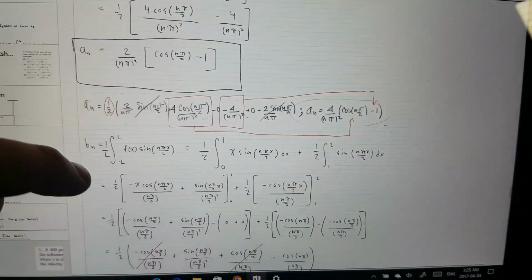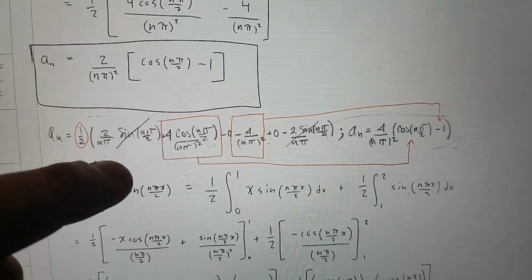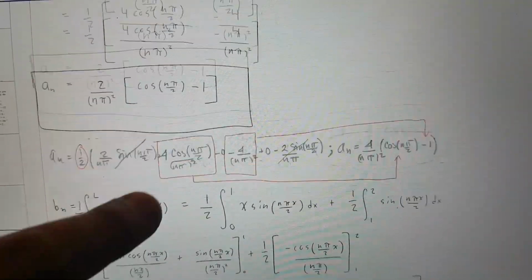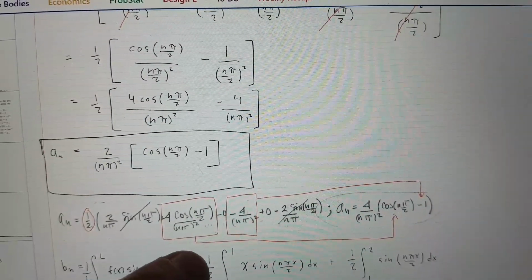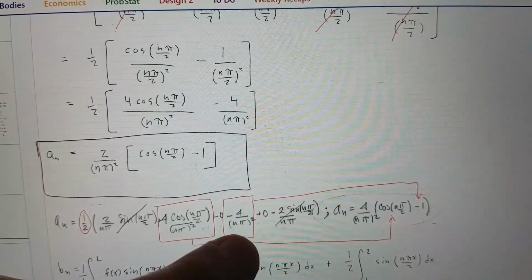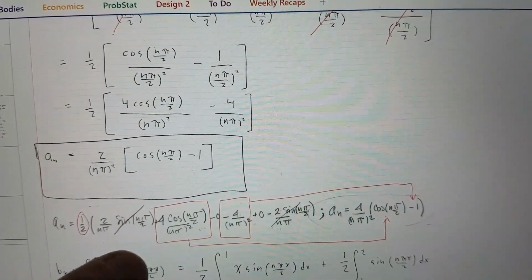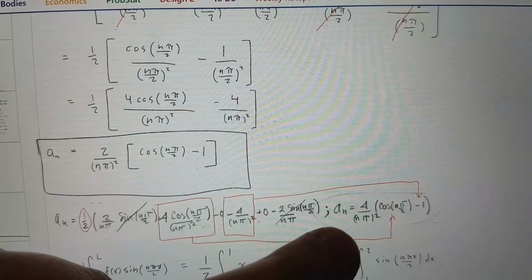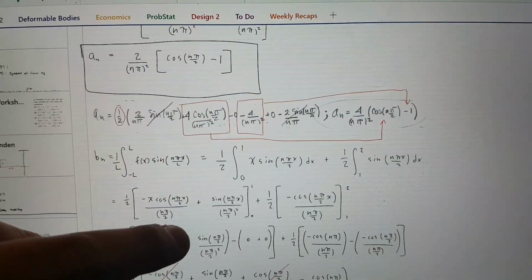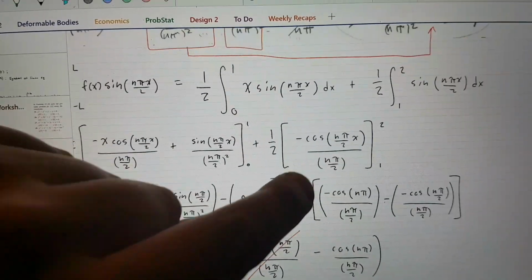Now in his answers, he did this wrong. He didn't multiply by his 1/2. See, everything's the same here, right? But then he didn't multiply by 1/2 afterwards, so he got a different answer. I think he made a mistake there, so whatever.